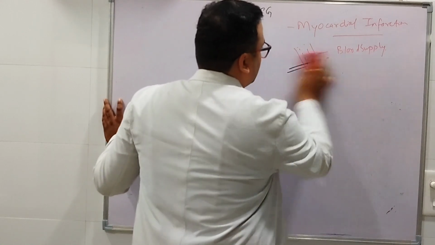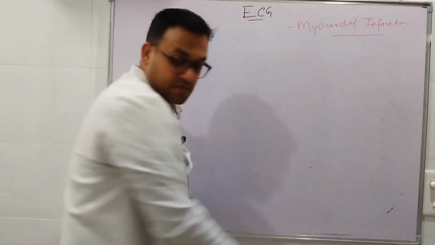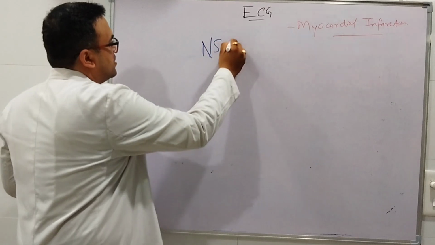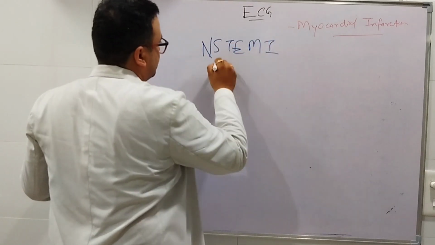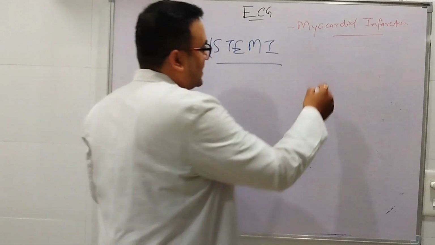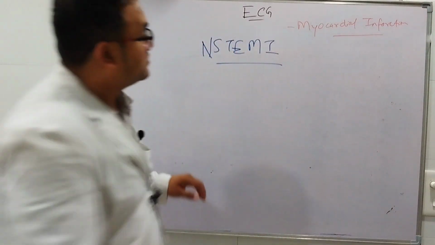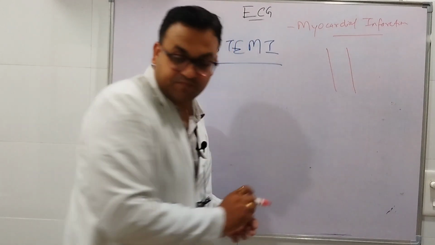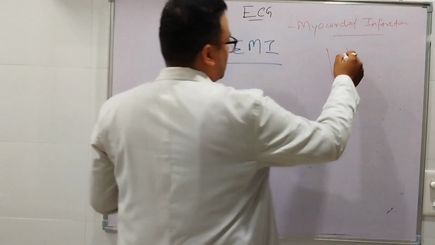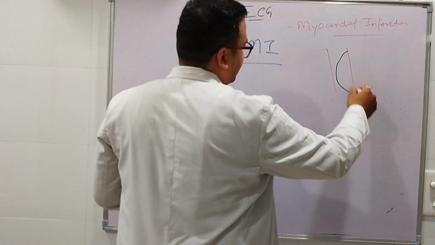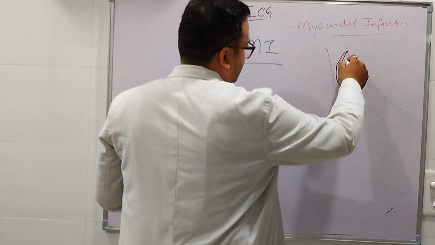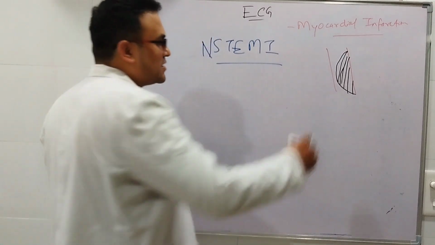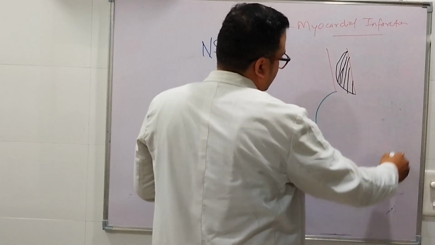Now what happens in non-ST elevation MI? In non-ST elevation MI, there is a blood supply which is not totally interrupted. There is a clot here, near total 90-95% occlusion, but some blood supply is coming.